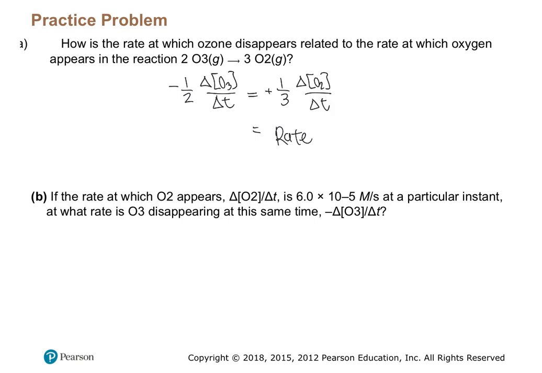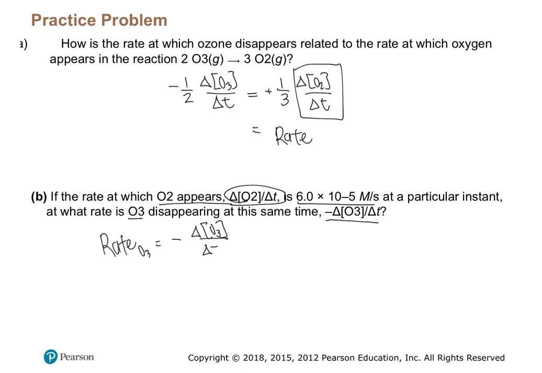So it says if the rate at which oxygen appears, so that's something someone measured, and that's the change of oxygen over change of time, so it's literally this part, that number is 6 times 10 to the negative fifth molar per second at a certain point in time. They want to know what the rate of ozone disappearing at that time is. So the rate of disappearance for ozone is going to be negative change in ozone over change in time. So this is what we want to find.